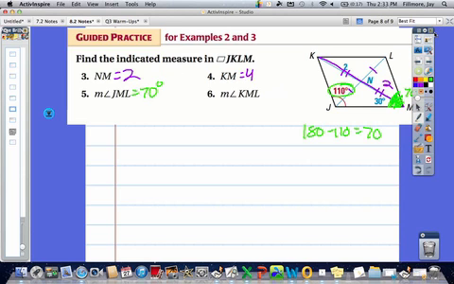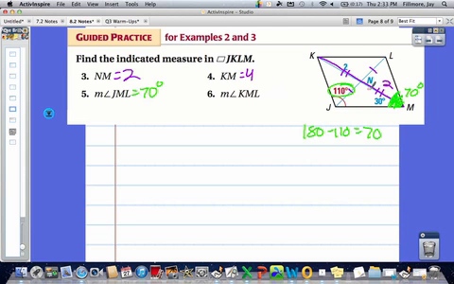And finally, we're looking for the measure of angle KML. If I trace that, KML, right there, it's this half. Well, if the whole thing is 70, and this half is 30, then what's left over in the other half is 40. So that means this is 40 degrees.